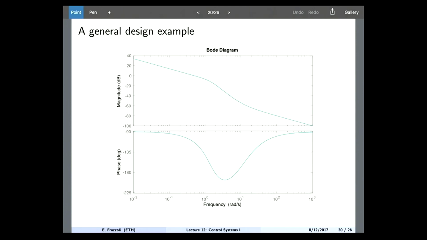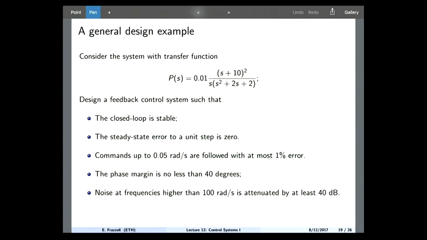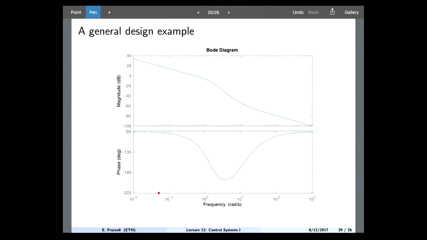Where is 0.05 on this plot? It's around here, right? So if I want commands up to that frequency to be followed with at most 1% error, the same calculation as before, what I want is my loop transfer function to have a magnitude of at least 40 dB up to frequency 0.05. So what is this low frequency Bode obstacle?